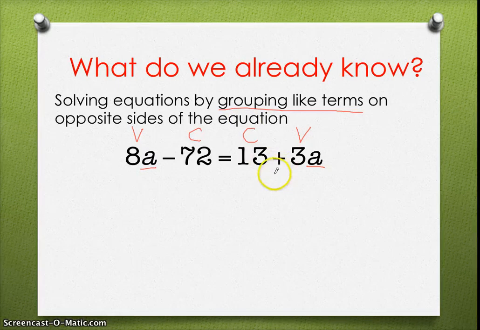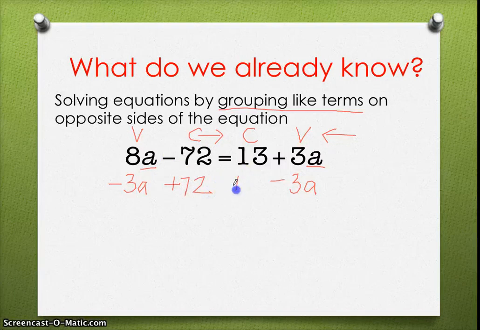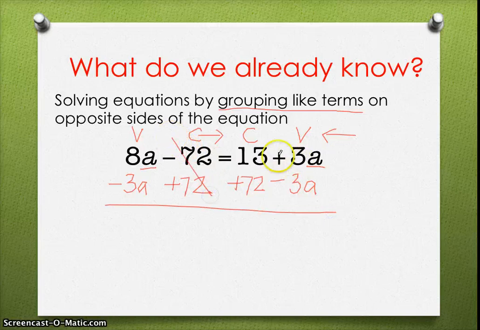So let's go ahead and bring our variables to the left. Since we added 3a, the inverse would be to subtract the 3a, and we want to apply it on both sides. Since we moved the variables to the left, we then want to move the constants to the right, opposite sides. So if we're subtracting 72, we're going to add 72 to both sides. Add 72. And when we reduce everything, positive and negative 72 cancels out. Positive 3a and negative 3a cancels out.